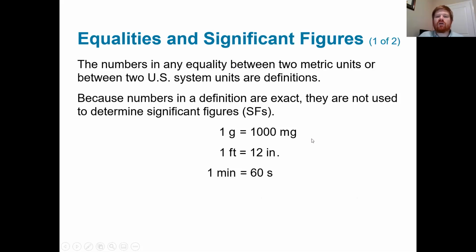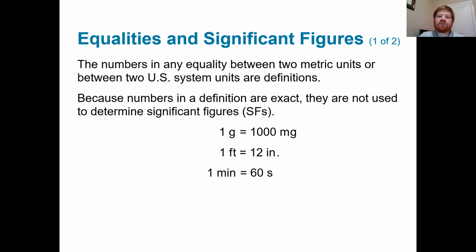Okay, so now here's a really important thing to note: significant figures are going to play a big role in our understanding of equalities. If you're converting from a metric unit to another metric unit, that is by definition just an exact measurement. So 1 gram is exactly 1,000 milligrams. That's an exact number. It's not a measurement, so you don't have to worry about significant figures.